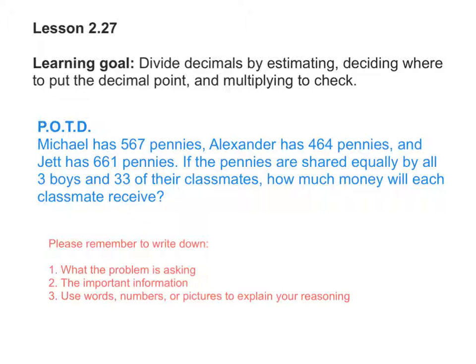We're going to continue talking about dividing decimals today, and your learning goal is to be able to divide decimals by estimating, deciding where to put the decimal point, and then also multiplying to check. Remember when we divide decimals, we always go through 3 steps. E stands for? Estimating. D stands for? Divide. And M stands for? Yeah, you need to do all 3 steps. And today we're going to look at how we can continue practicing doing those 3 steps to help us divide decimals. But first, let's talk about the problem of the day.